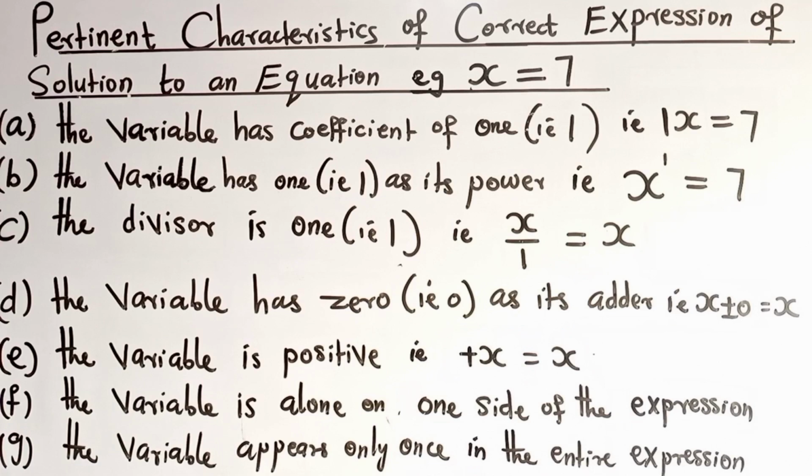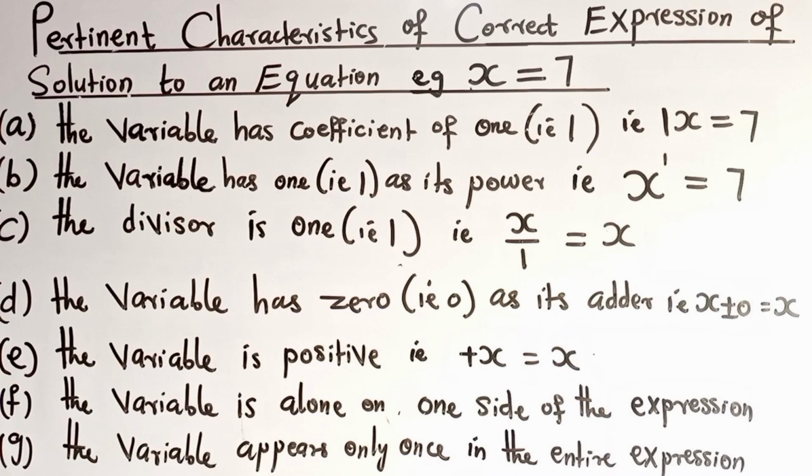Finally, let's consider number G. That is the last deduction or conclusion we can make from the way this final solution is written, and that is that the variable appears only once in the entire expression. It will be wrong to write x is equal to 7 plus 2x. Students, x is equal to 7 plus 2x is a wrong expression of the final answer. That unknown should appear only once in the entire expression.